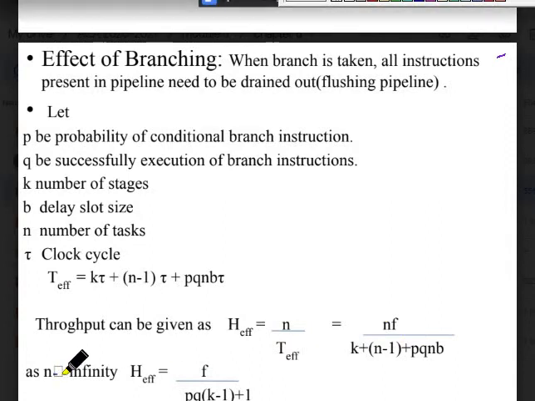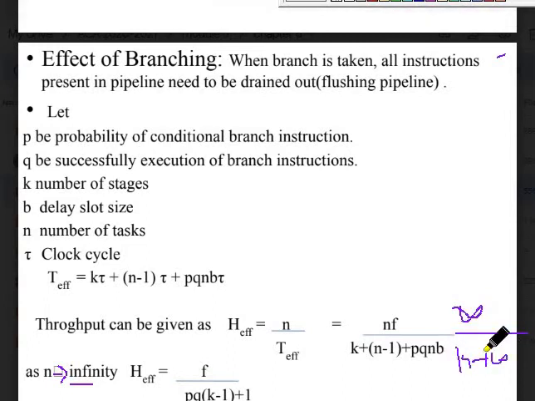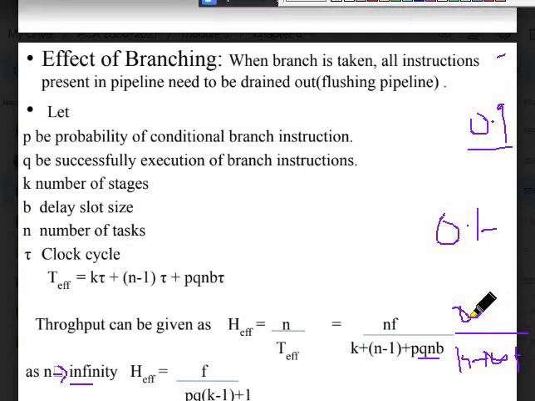As n tends to infinity, the denominator becomes k plus infinity plus this extra branching term. So the numerator will be smaller than the denominator. What can we expect? It will be in the range of 0.1 to 0.9, because the numerator is definitely smaller than the denominator.